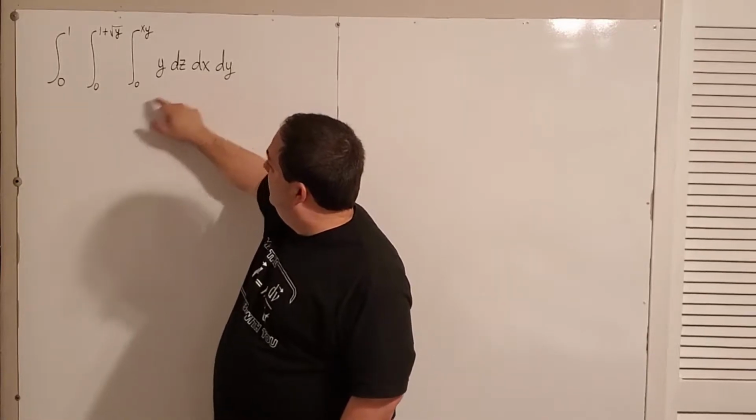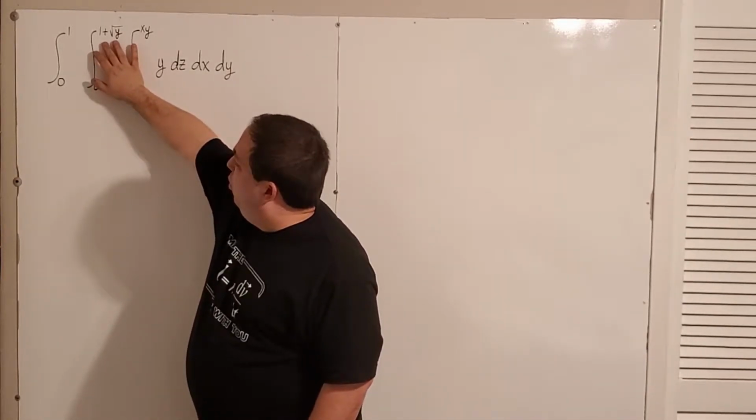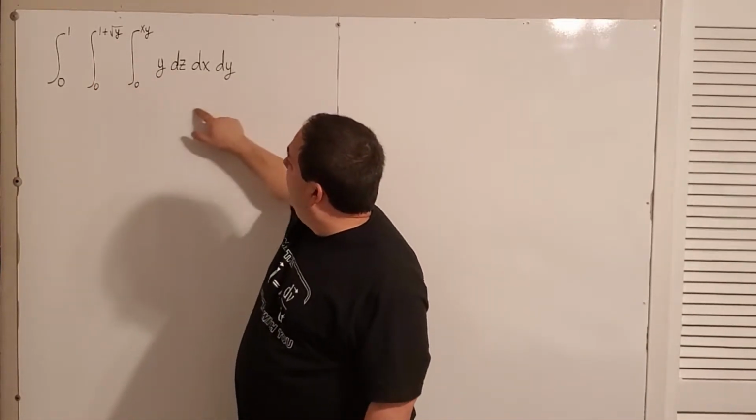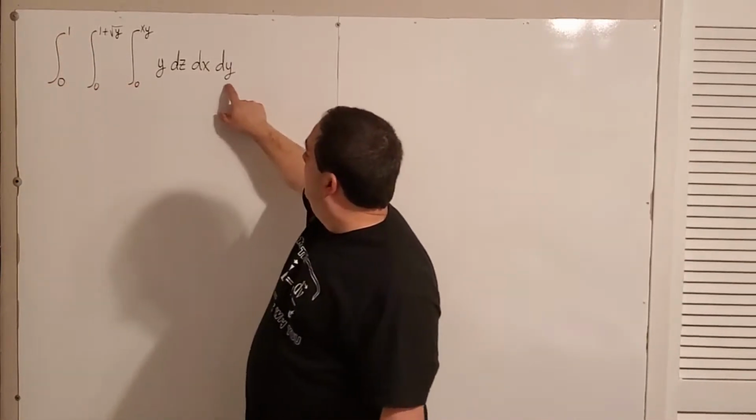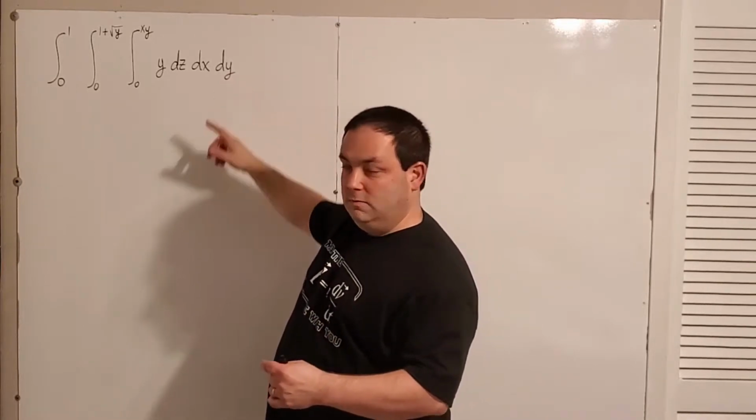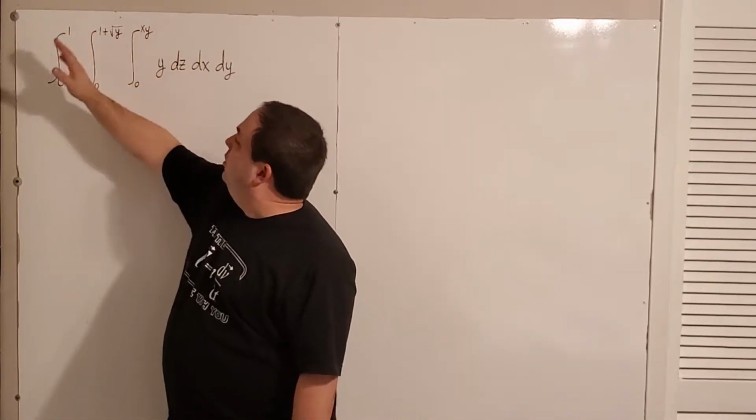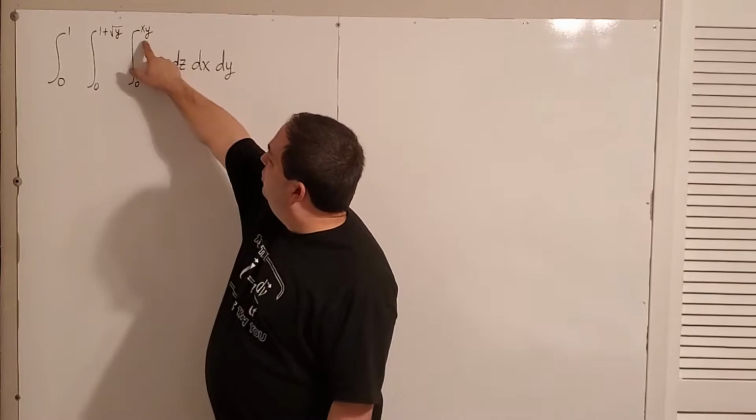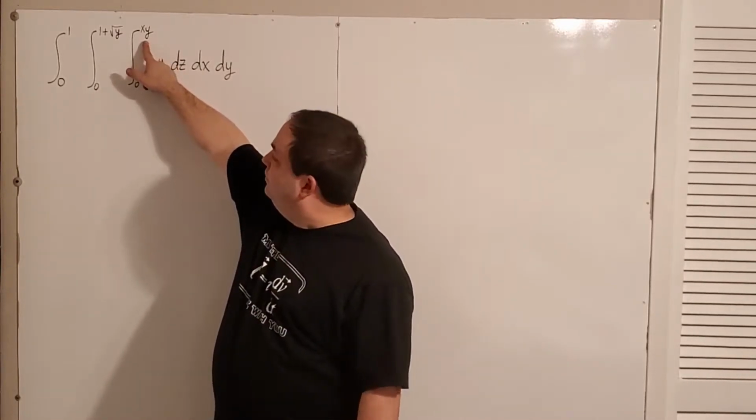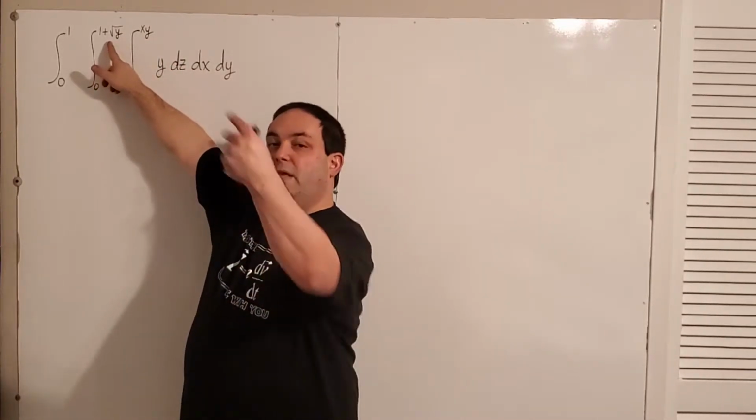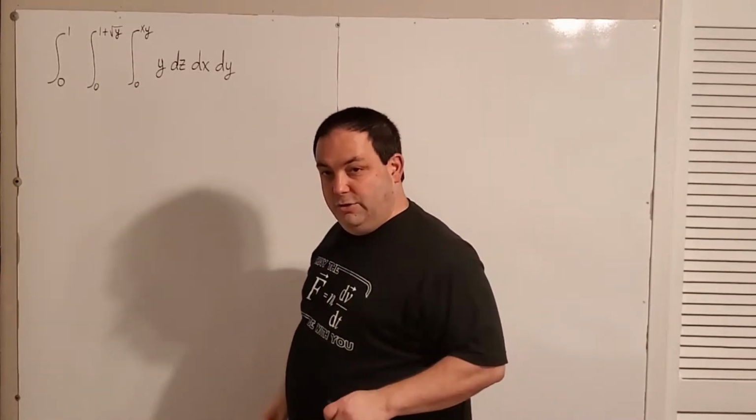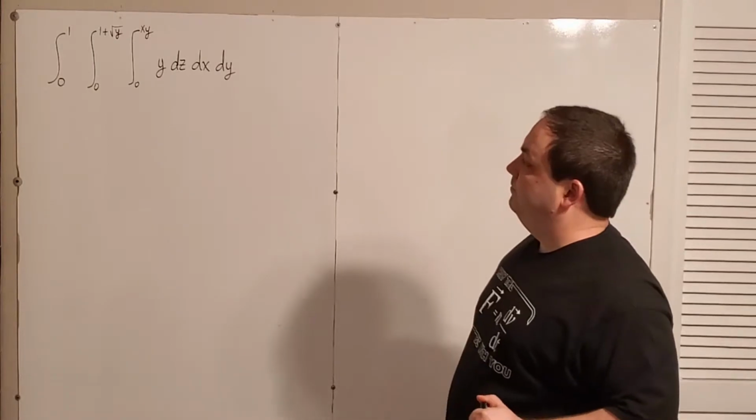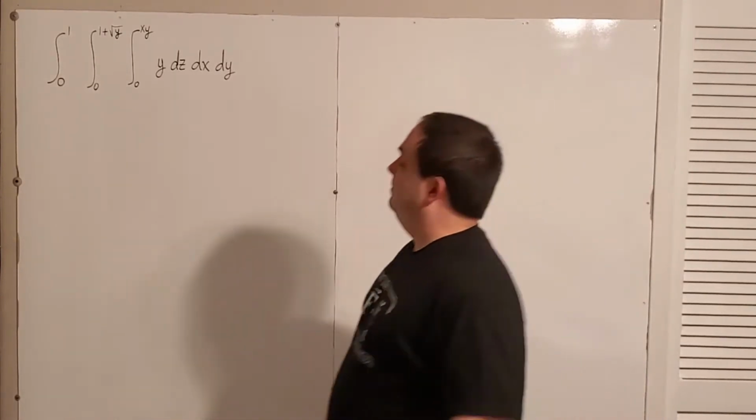That's dz. And 0 to 1 plus square root of y are the bounds of x. And then 0 to 1 are the boundaries for y, right? So notice as we go along, the first variable can depend on the other two. The second variable can depend on the last one. And then the last one should be just values. Okay? So let's go ahead and do these.